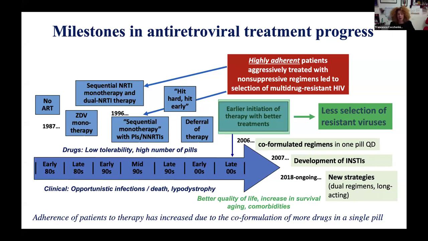In 1996, we had the first protease inhibitor. So we started with the protease inhibitor, but frequently it was sequential monotherapy because the patients already had resistance to the previous drugs, and afterwards also with a new non-nucleoside reverse transcriptase inhibitor. So in that period, even if a patient was highly adherent, unfortunately, since the drugs had a low genetic barrier and were not so potent, we had the problem of sequential monotherapy very frequently, and a lot of selection of multi-drug resistant HIV.